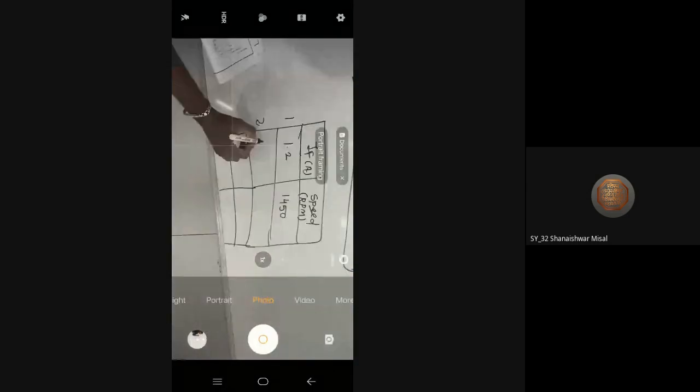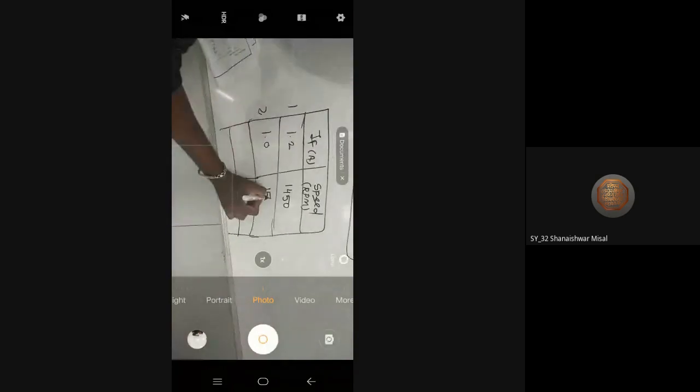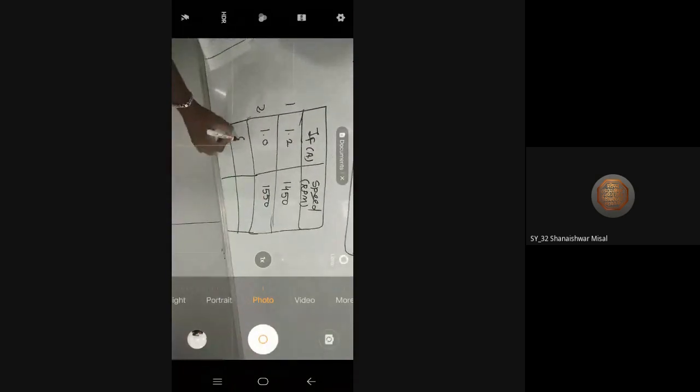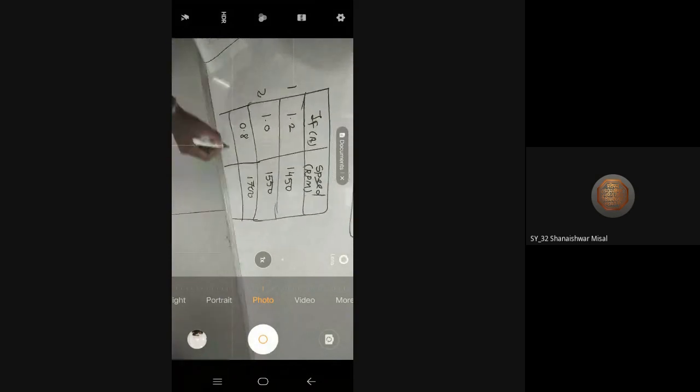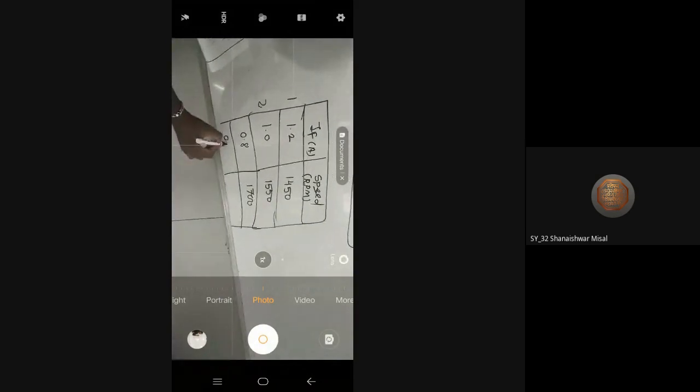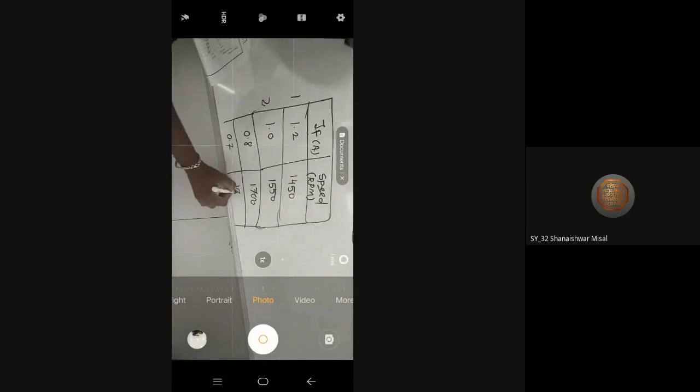The first reading is 1.2. At that time, my speed was 1450. Then my current speed was 1550. Then reduced it to 0.8. That time my speed increased to 1700. And at 0.7, that was 1780.